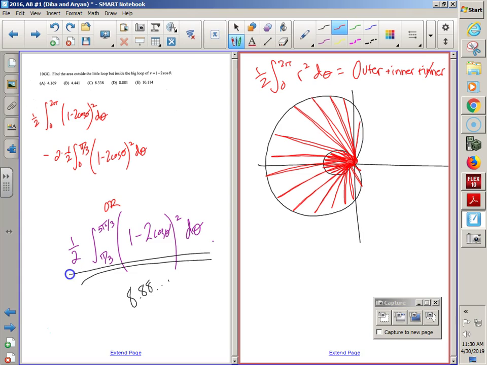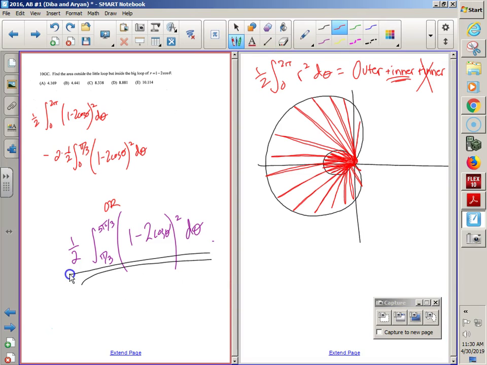Now, it doesn't have the extra inner, good, because we made the bounds what it's supposed to be, but what does it still have just in nature of how polar area works? It has an inner still. So what do we have to do? We have to take our minus. Or you can go from negative pi over 3 to pi over 3 if you want to get the whole pedal, or you can get the half pedal from 0 to pi over 3 and double it of your 1 minus 2 cosine theta squared d theta.